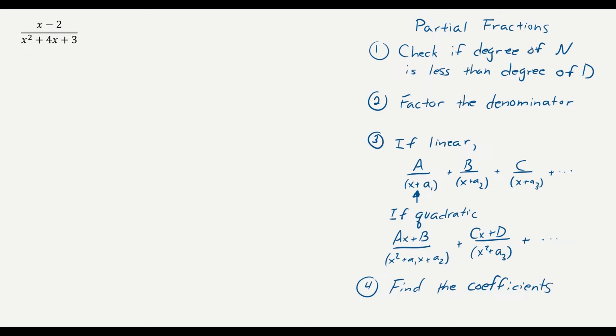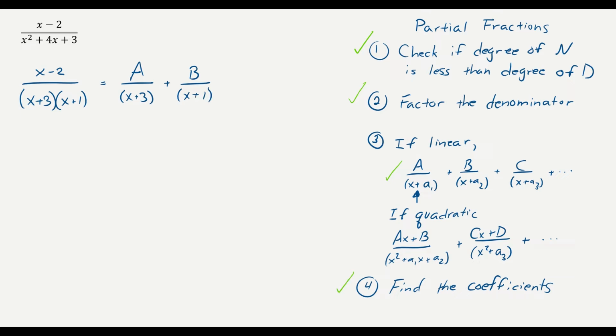Let's try and solve this. This first one is a pretty straightforward one. So the degree of the numerator is 1, degree of the denominator is 2. So yes, that works. Now we factor the denominator, and we get x minus 2 over x plus 3 times x plus 1, because two things multiply to 3 and add to 4. Now, are the factors linear? Yes, they are. So we write the partial fraction decomposition of a over the first factor plus b over the second factor. Those are the only two factors we have, so we stop there.